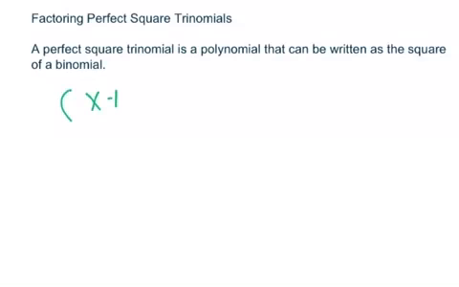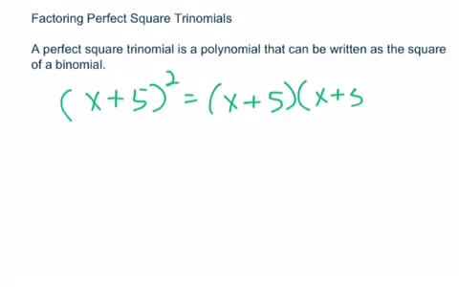(x + 5)² is one example of a perfect square binomial that can be written as a perfect square trinomial. We do this using the FOIL method. First, we write (x + 5) times (x + 5).